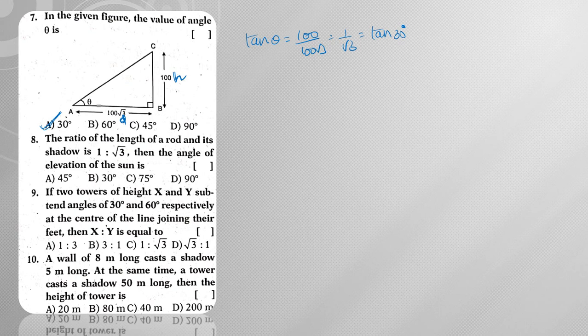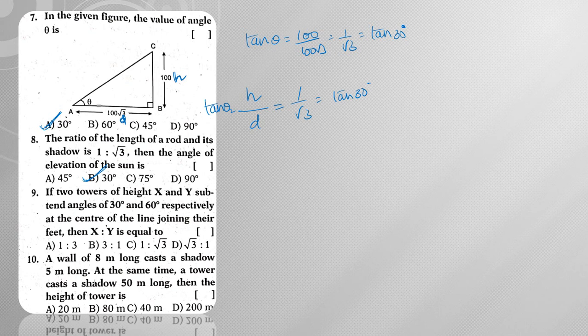Next, the ratio of the length of the rod. So length of the rod means height of the rod by its shadow. The length of the shadow means distance. It is given as 1 by root 3. So clearly this is nothing but the formula of tan theta. So tan theta is equal to h by d, which is nothing but tan 30 degrees. Right? The angle of elevation is 30 degrees.